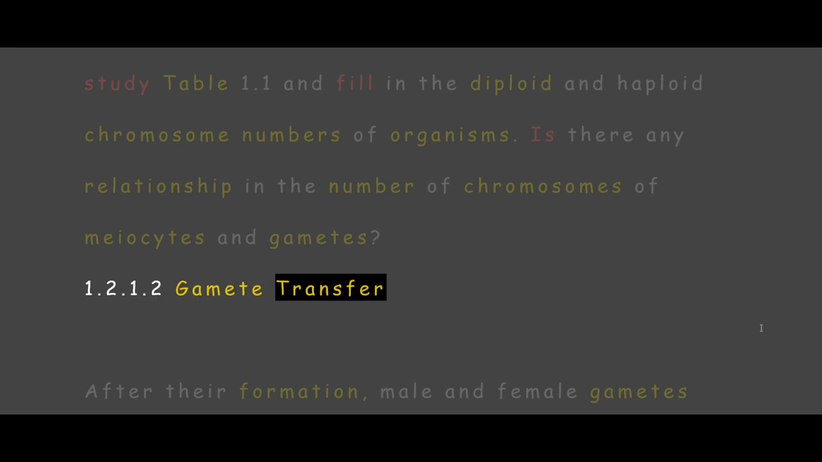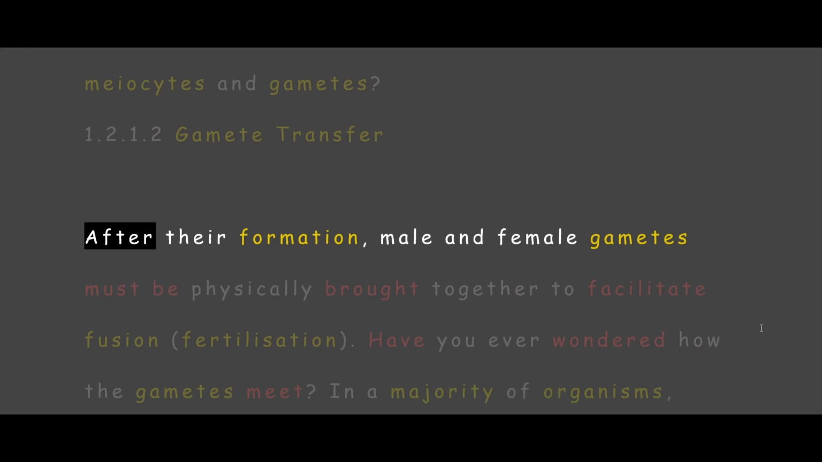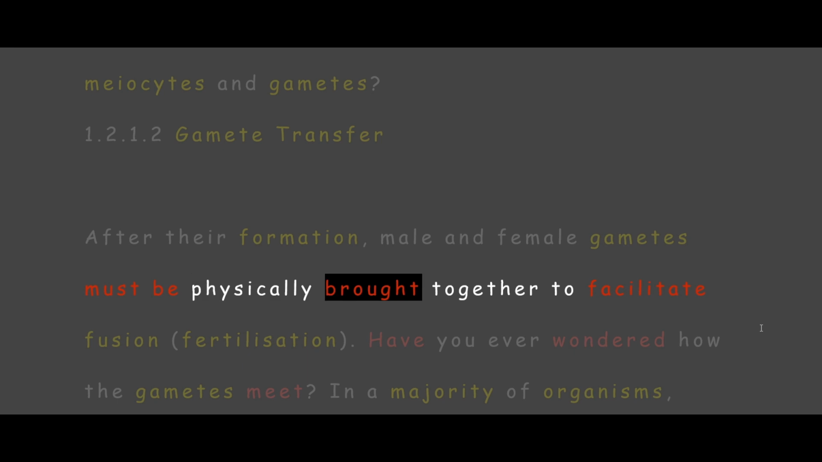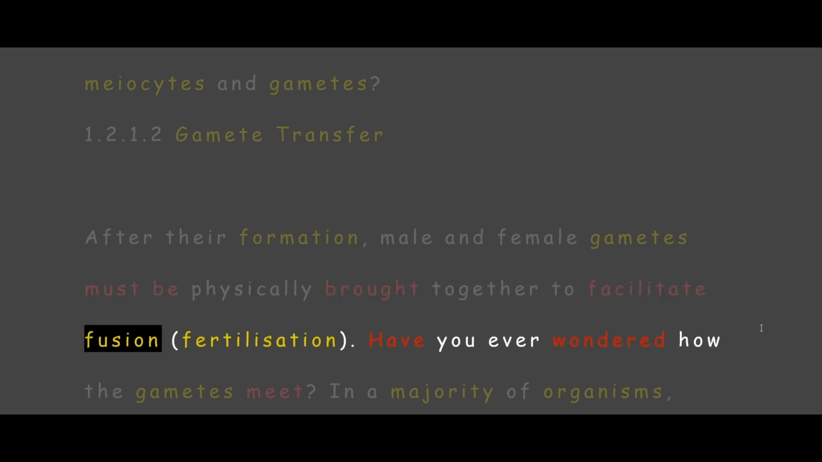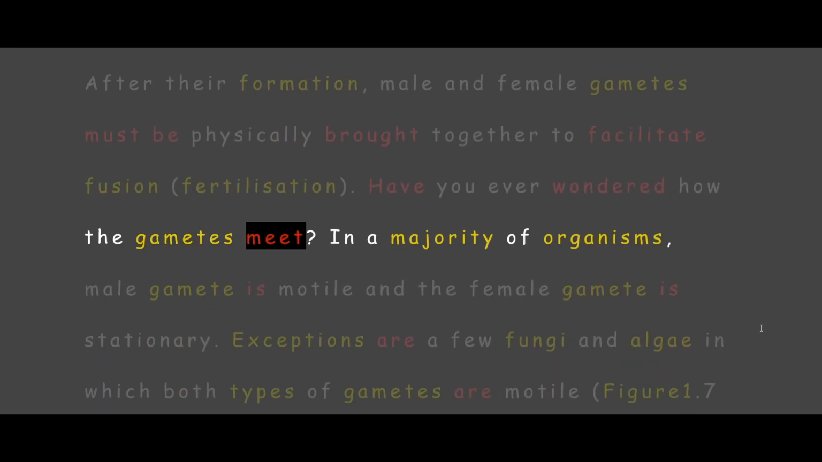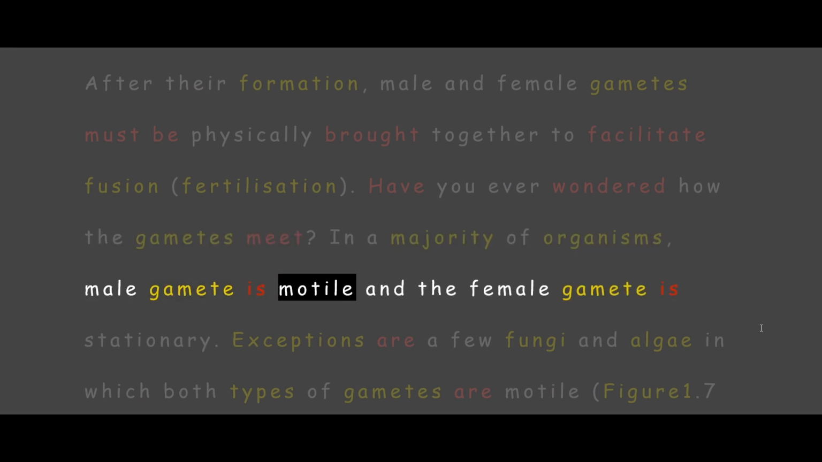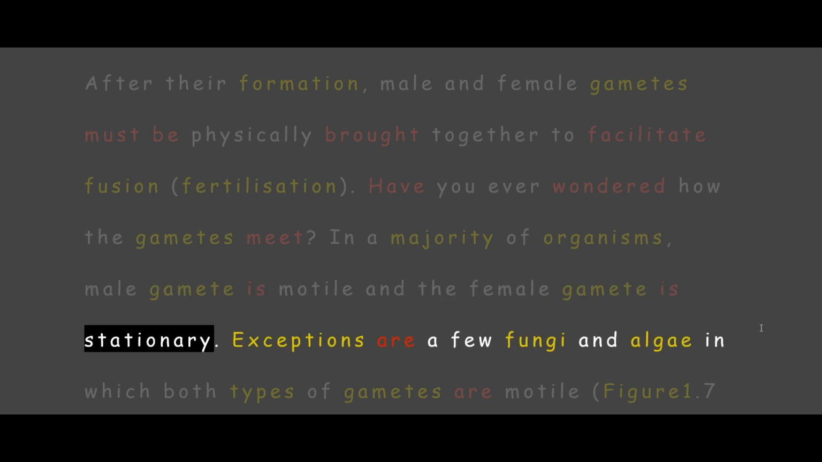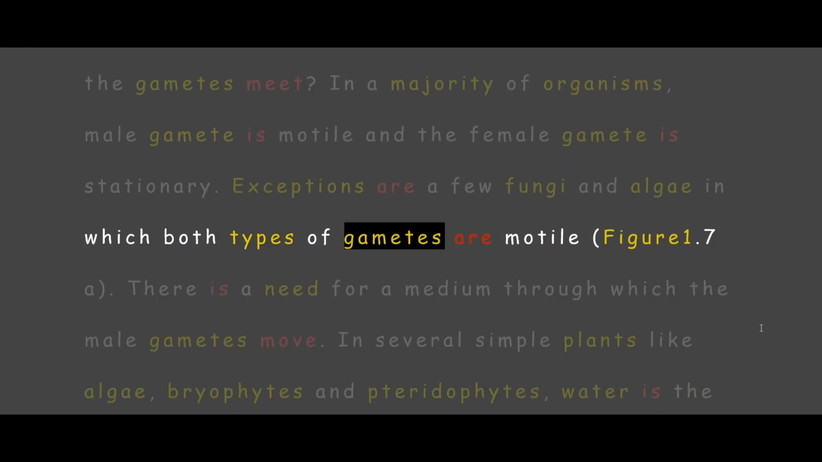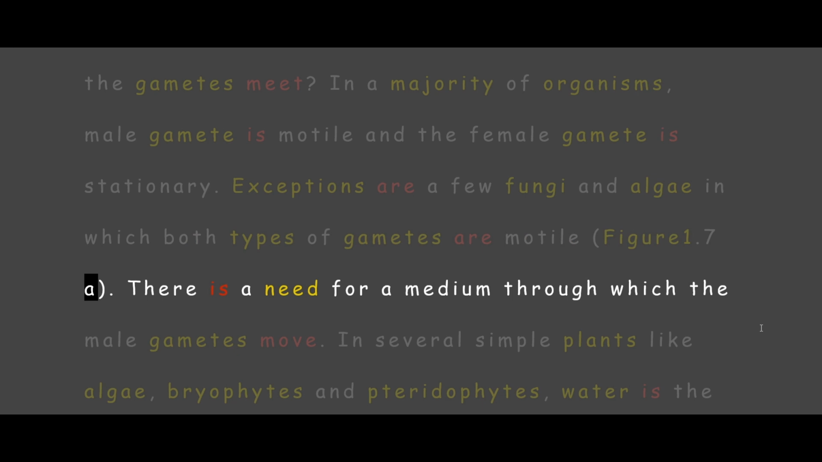1.2.1.2 Gamete transfer. After their formation, male and female gametes must be physically brought together to facilitate fusion, fertilization. Have you ever wondered how the gametes meet? In a majority of organisms, male gamete is motile and the female gamete is stationary. Exceptions are a few fungi and algae in which both types of gametes are motile, Figure 1.7a.